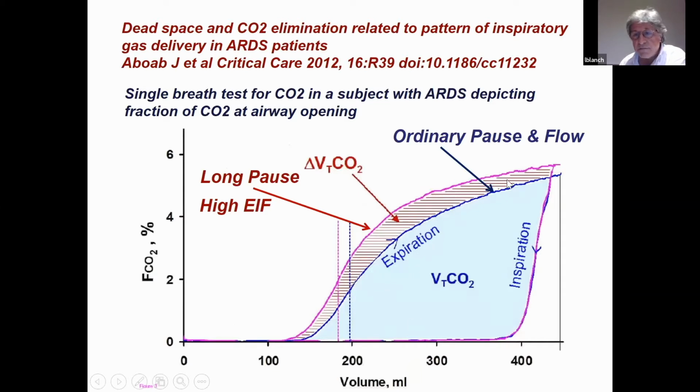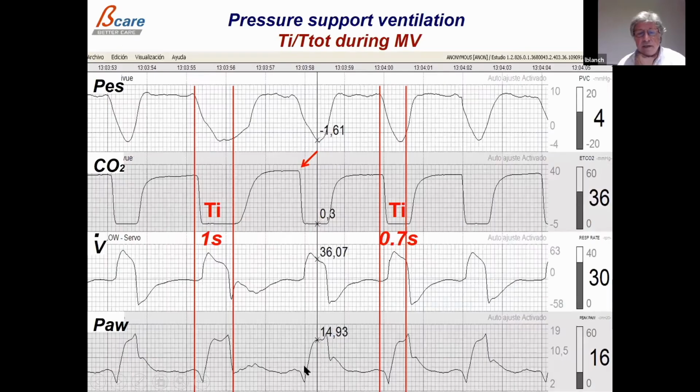If we take this graph, which goes in that direction, CO2 elimination can be increased by increasing the pause, or with a high inspiratory flow. So these are aspects that at the bedside give us physiologic information, sometimes very subtle. And let's see some waveforms. This is a tracing of one patient in the ICU. This is esophageal pressure, CO2, flow, and airway pressure.